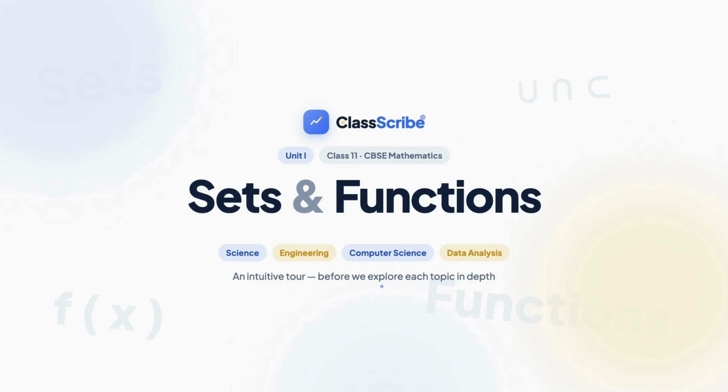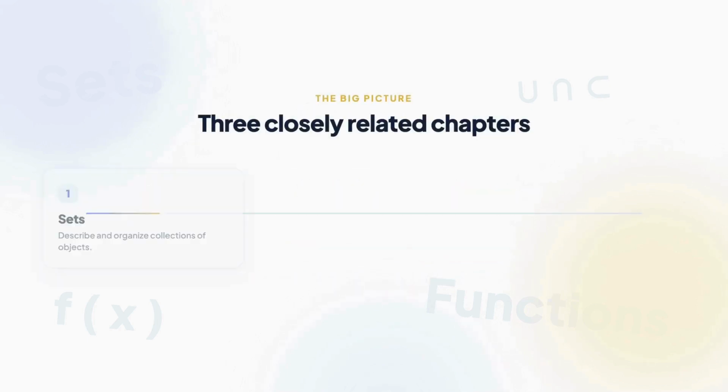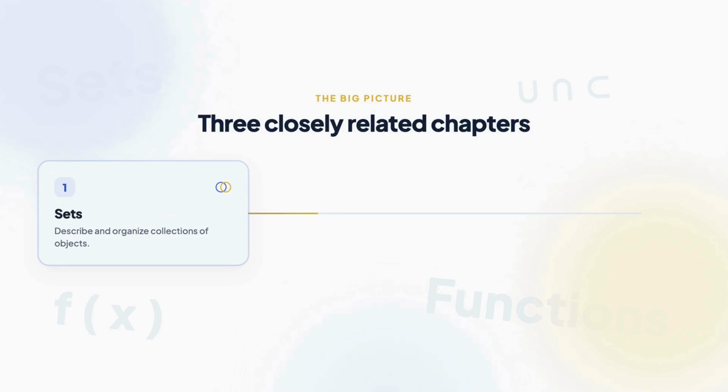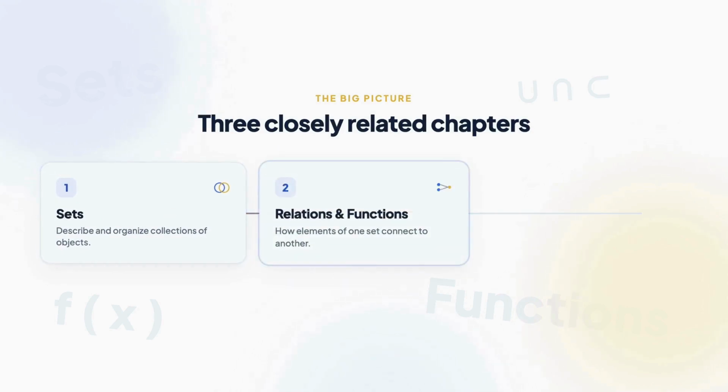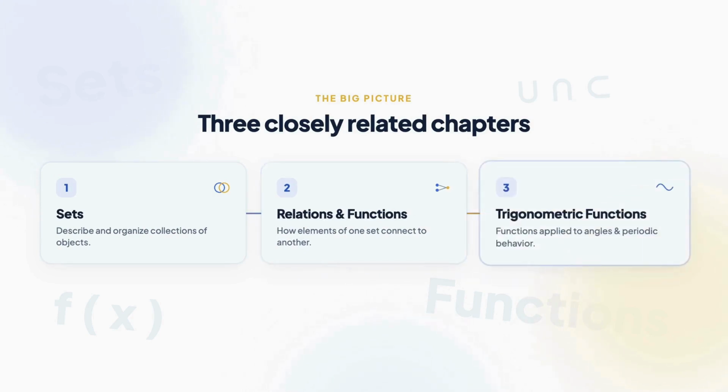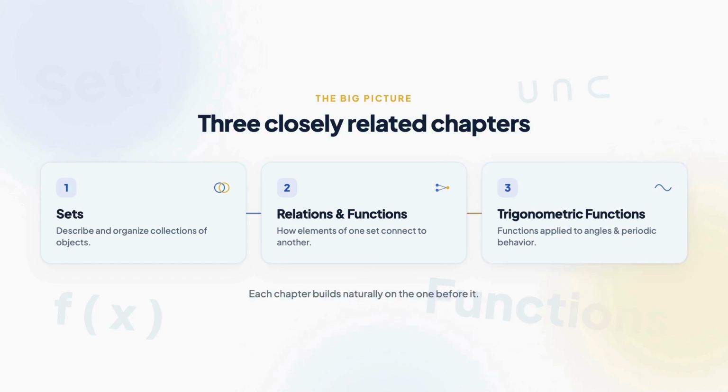This unit is organized into three closely related chapters. We begin with sets, where we learn how to describe and organize collections of objects. Next comes relations and functions, where we study how elements from one set are connected to elements of another. Finally, we'll explore trigonometric functions, where the concept of functions is applied to understand mathematical relationships involving angles and periodic behavior. As you progress through the unit, you'll notice that each chapter builds naturally on the previous one. Let's start with the foundation, sets.